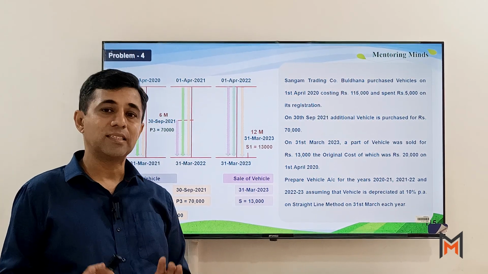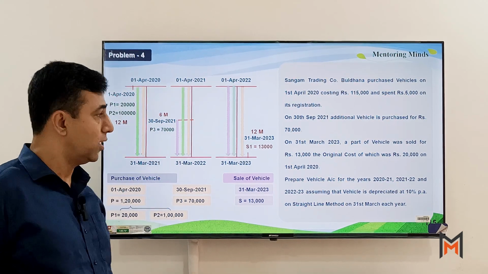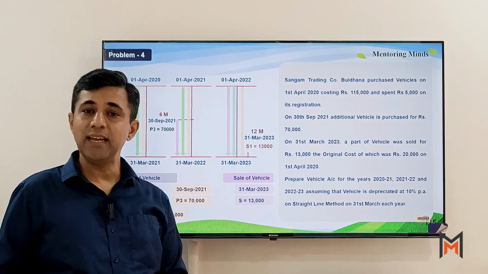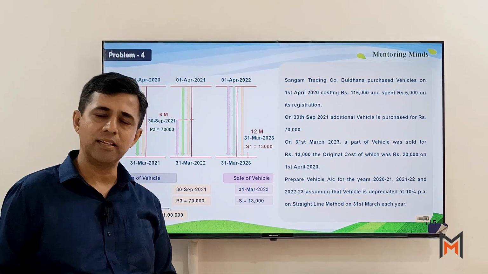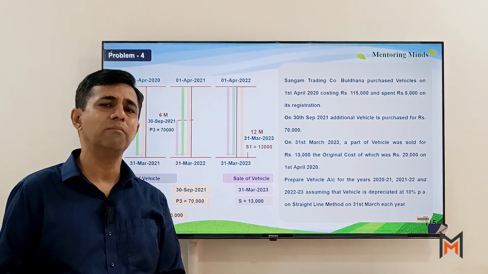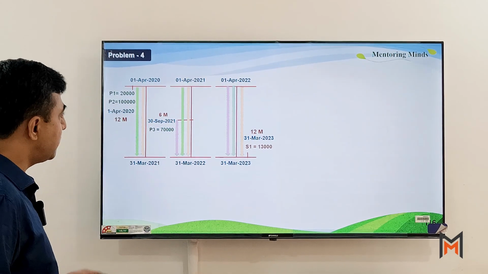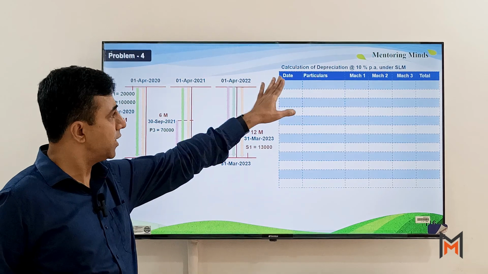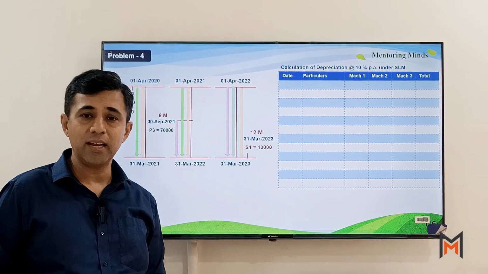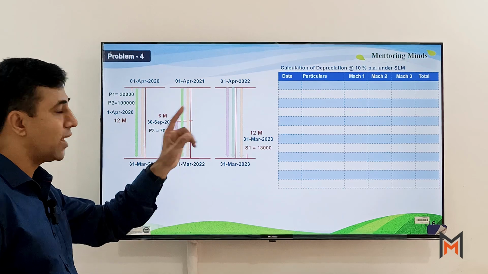So now the second step is about how to do calculations. For this we should have some mathematical skills. Mathematical skills are nothing but addition, subtraction, multiplication and division. So let's see now how we are going to do these calculations. Now they have said calculate the depreciation at the rate of 10% under the straight line method.